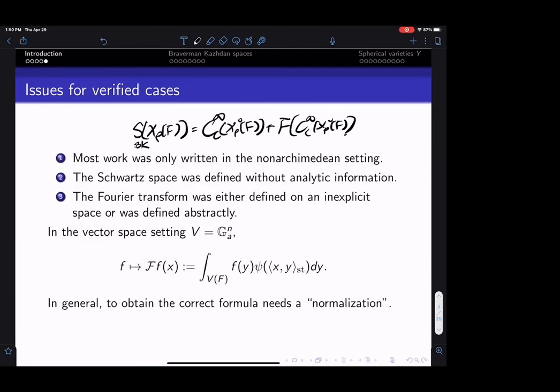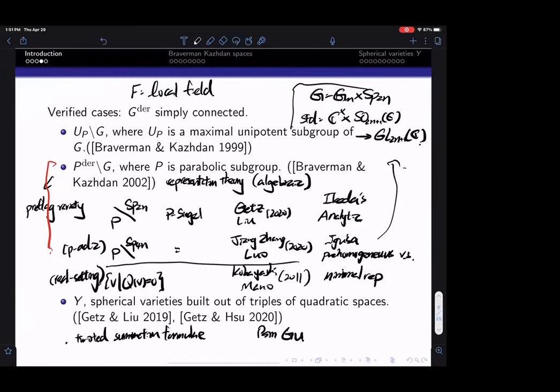And lastly, all the Fourier transforms defined above were either defined on an explicit space or defined in an abstract way. So, given these three issues, it will certainly be a problem if you want to apply analytic techniques to establish analytic results. That is actually one of the reasons why Zhang, Zhang and Luo reworked the special case Sp_4n, because they want to apply some analytic results so that they can establish this special case.